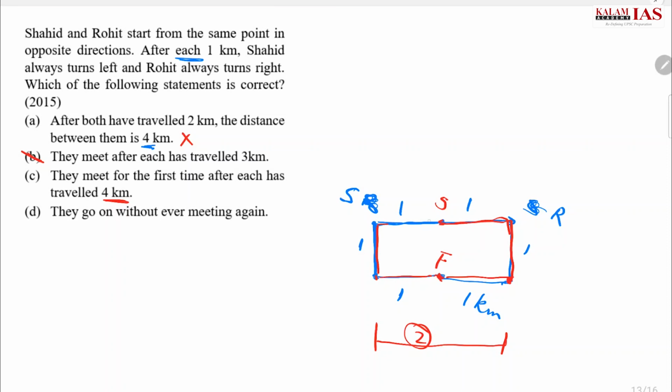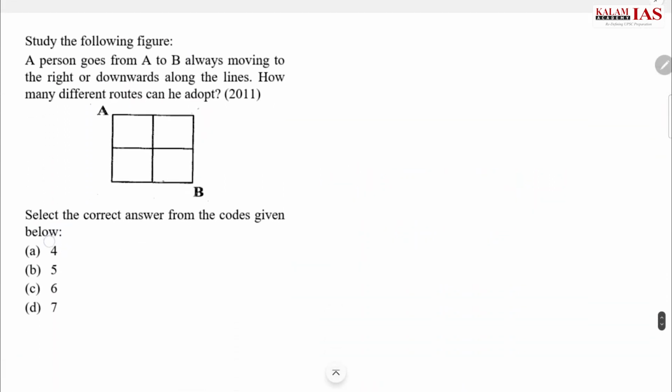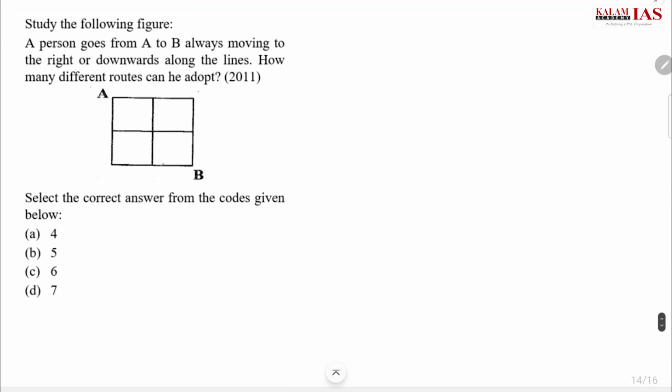Again, a very simple question. You have to just plot what is given and logically draw the diagram. You will get the answer. Moving on to the next question. This is a quite interesting question. Just understand what is being asked and then you will arrive at the answer.